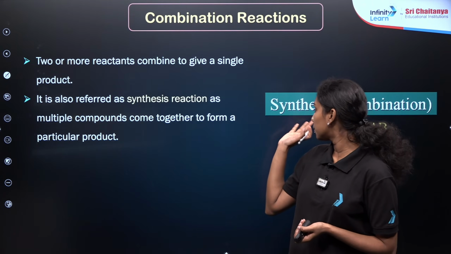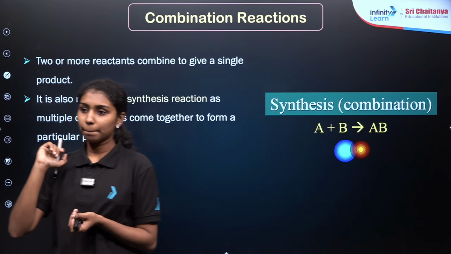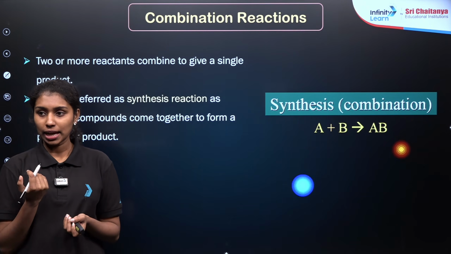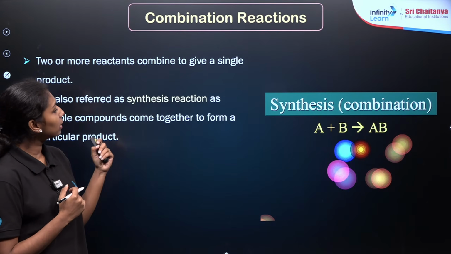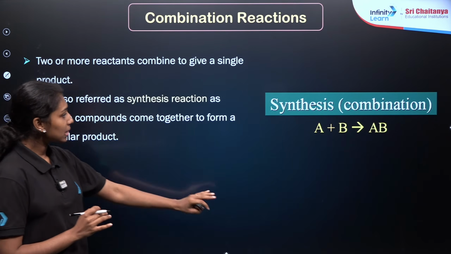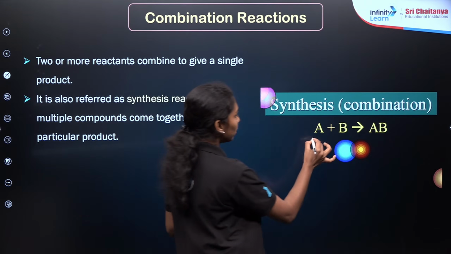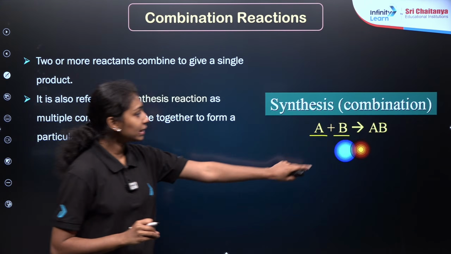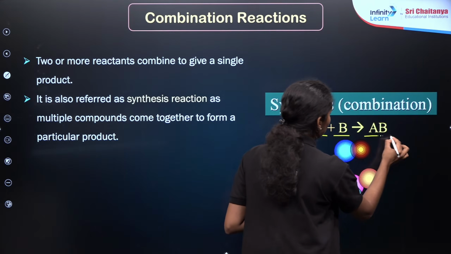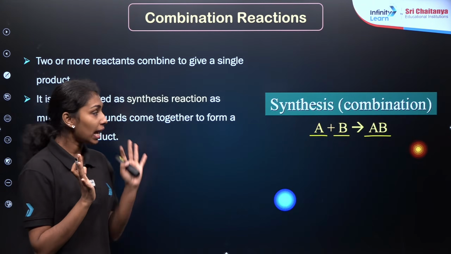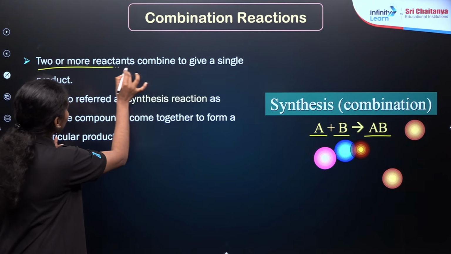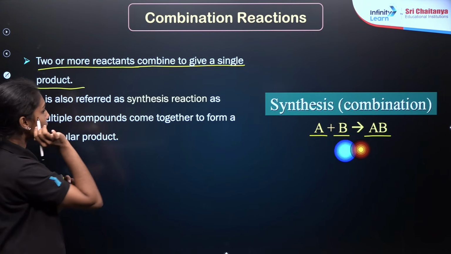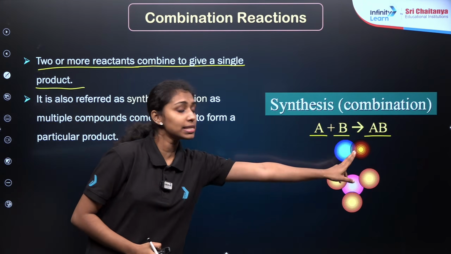So what you're observing here, I'm taking two of the reactants, right? Combination, decomposition, displacement, addition reaction, right? These are the main important types of chemical reactions here. So we are discussing the combination reaction. For example, if I am taking two reactants A and B together, they will combine to form a single product AB, right? Single product AB. So we can define the combination reaction as two or more reactants combined to give a single product. Clear? A and B are combining to form a single product AB.